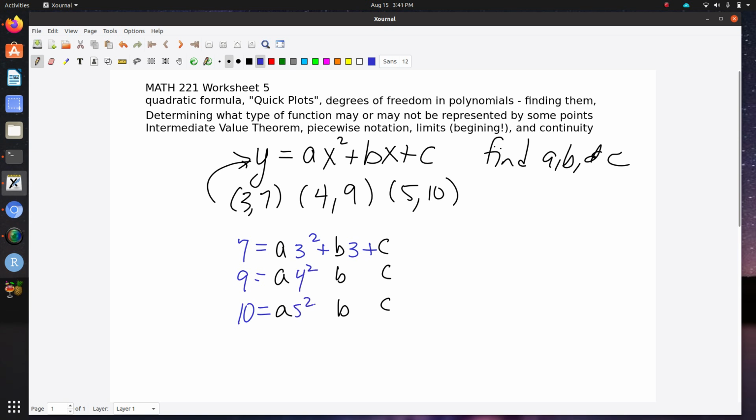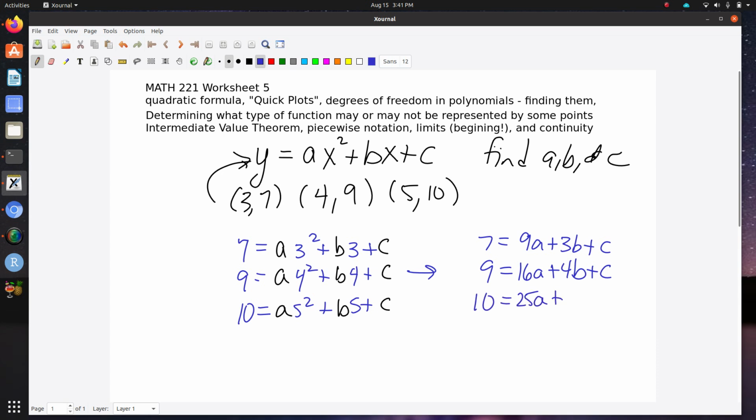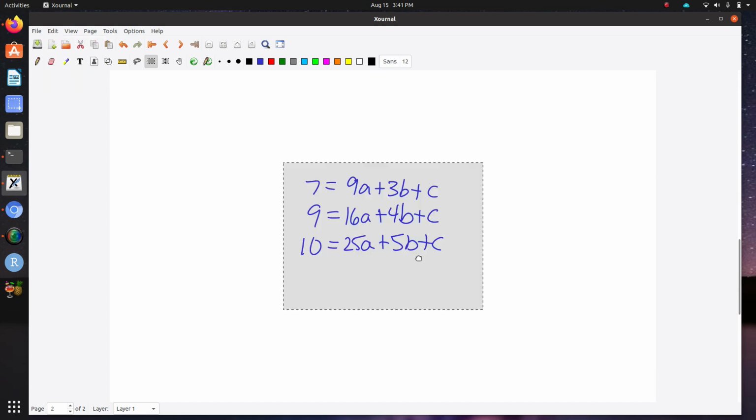4 squared, 5 squared for 5. Okay, so what does this look like? 7 is equal to 9a plus 3b plus c. 9 equals 16a plus 4b plus c. 10 equals 25a plus 5b plus c. Okay? So you have 3 equations and 3 unknowns. And you have to just figure this out.